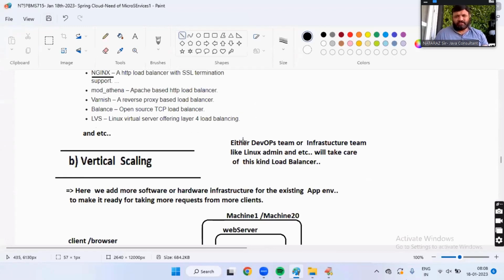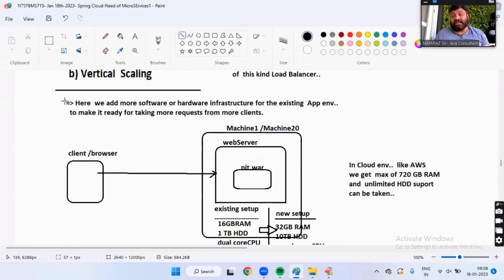Vertical scaling, boss. Can you see what vertical scaling is? Here we add more software and hardware infrastructure to the existing application environment to make it ready for taking more requests from more clients.